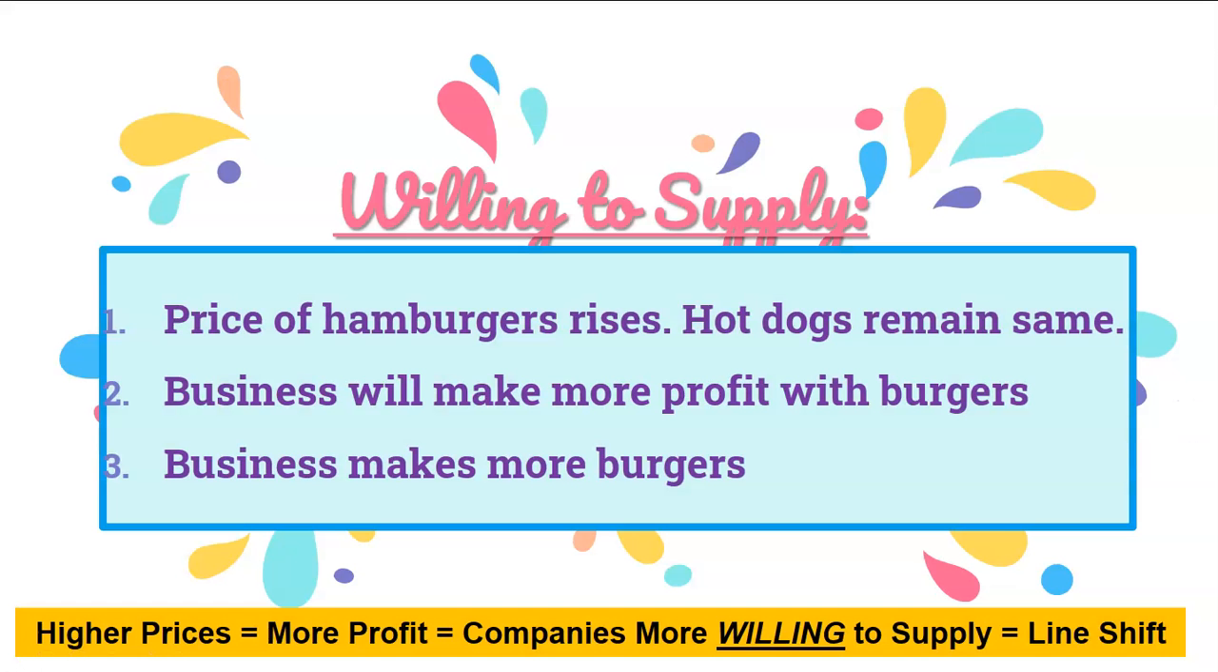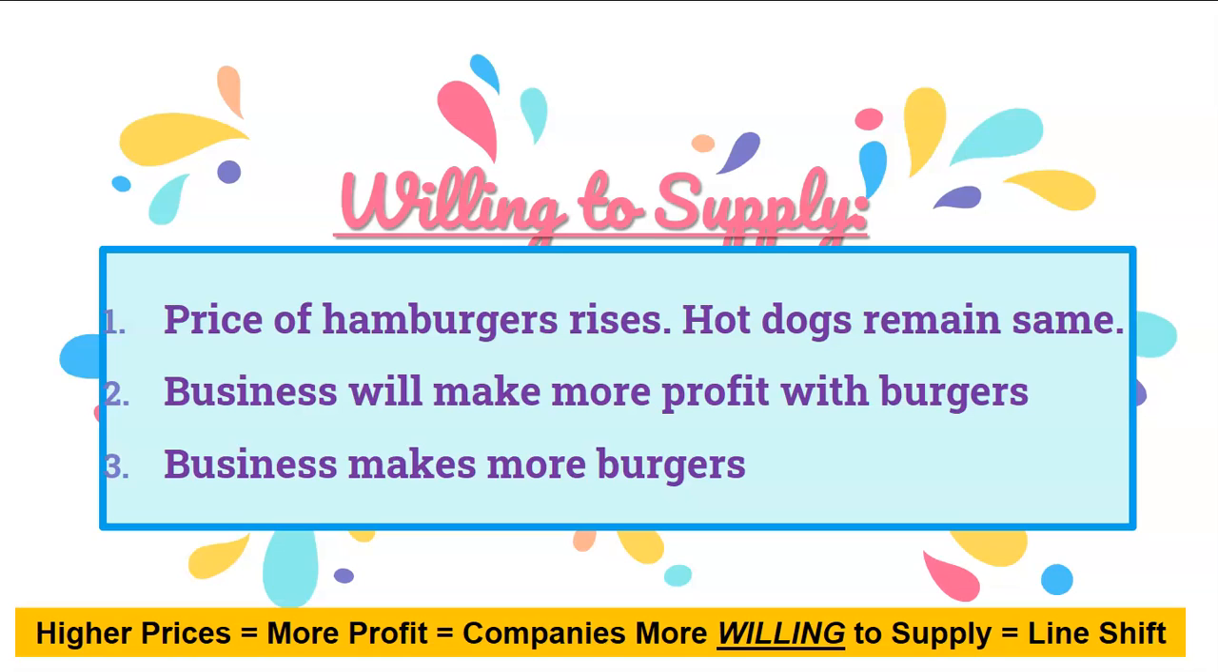Willingness to supply is a big part of the supply piece of economics. So maybe a company is able to afford making more of a product, but they're not willing to for a variety of reasons. So let's look at our little scenario right here. Number one, price of hamburgers rises, hot dogs remain the same. Number two, businesses will make more profit by selling burgers, right? They're more expensive and the price rose, therefore when they sell them, there's more profit.